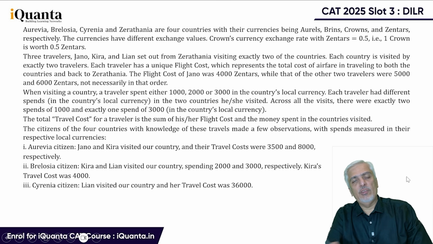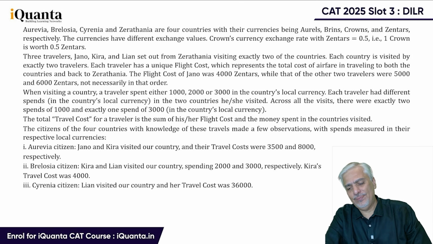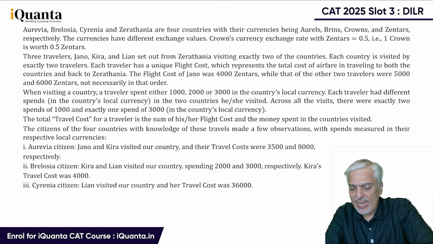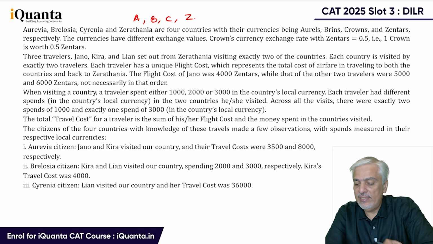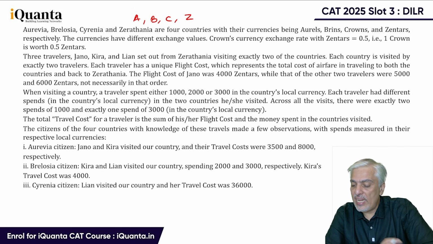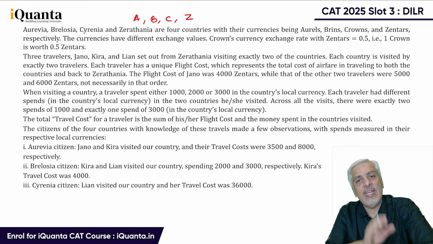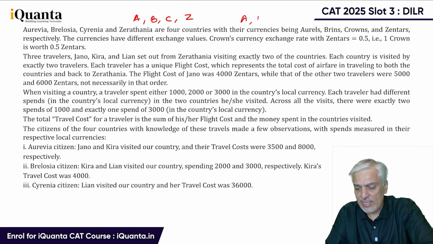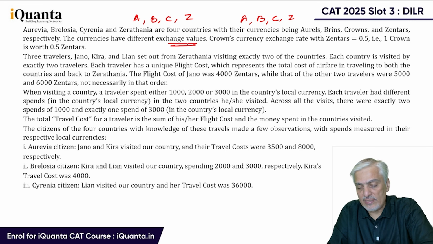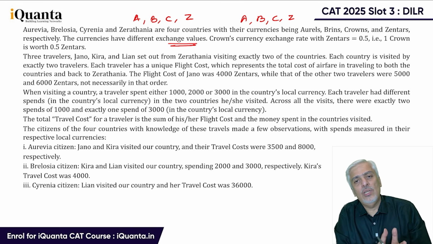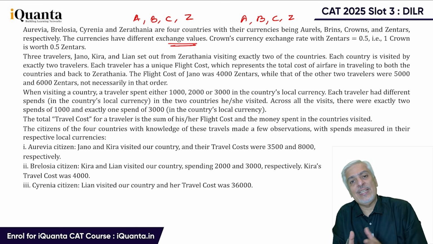Hi everyone, let's have a look at the next set. The next set talks about A, B, C, and Z are 4 countries. So I have 4 countries A, B, C, and Z with their currencies being A, B, C, and Z. So A's currency is called A, B's currency is B, and C and Z, Z. The currencies have different exchange values. That means their relation with each other, like how $1 is approximately 90 rupees and so on. That way these have different values.